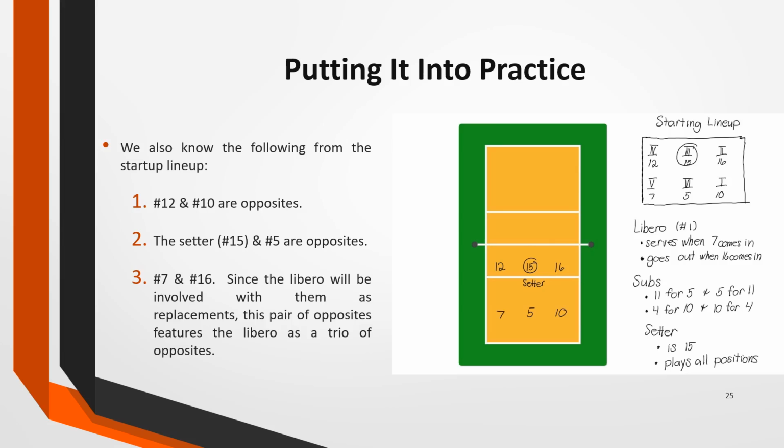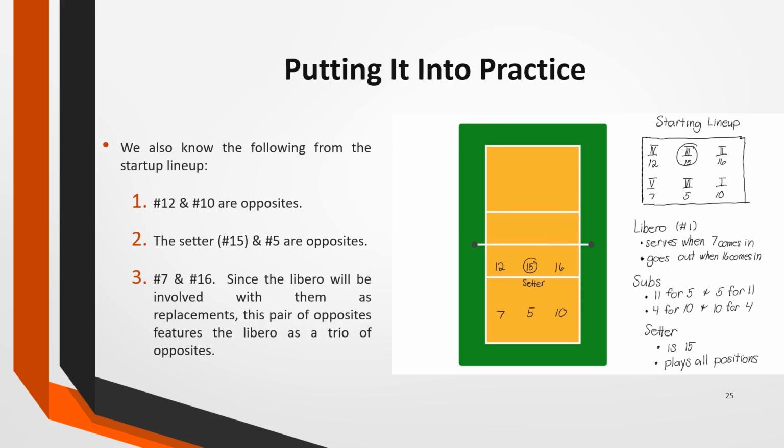We also know from earlier we learned about opposites. We learned that our left front and our right back are opposites. We learned that our two middles, middle back and middle front, are opposites. We learned that our right front and our left back are opposites. So in this scenario, 12 and 10 are opposites. Our setter, number 15, and 5 are opposites. And 7 and 16 are opposites.